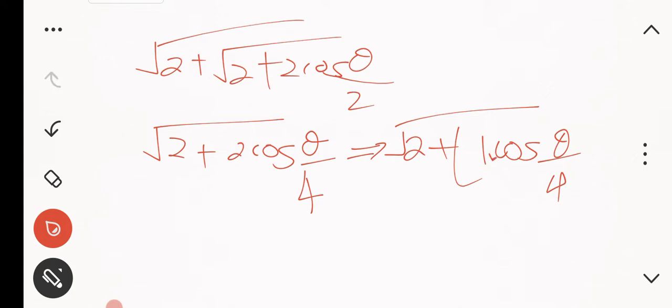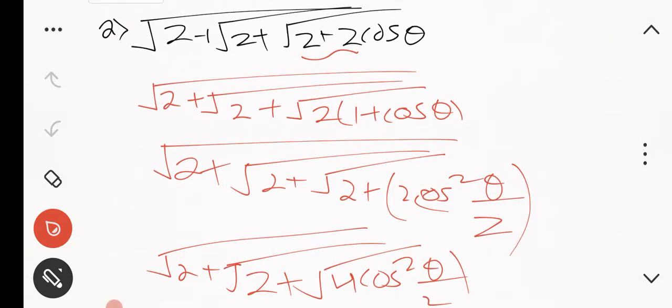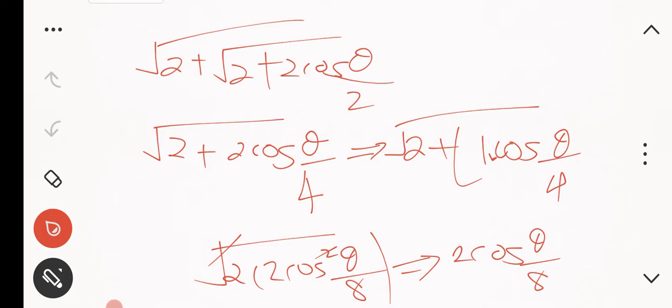Now then it will be 2 cos square theta by 8, which can be written as 2 cos theta by 8. Okay, now the answer is 2 cos theta by 8. Here we read under root, this is plus. Root 2 plus under root 2 plus under root 2 plus 2 cos theta. And the next step we simplified and took common, and in the next step, for solving it easily, we again simplified it, which is 2 plus 2, it will be 4. And the next step, we again reduced the roots and made it into a single root, and we got the answer as 2 cos theta by 8.